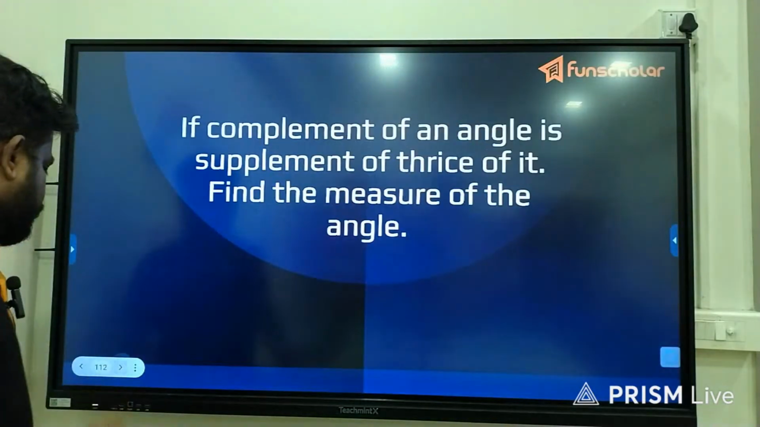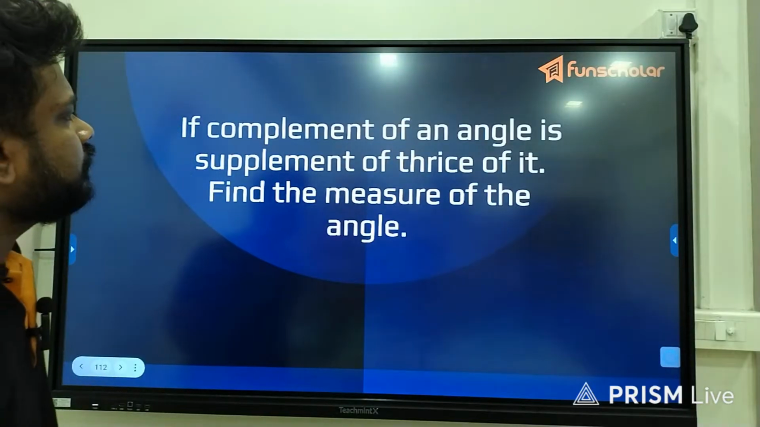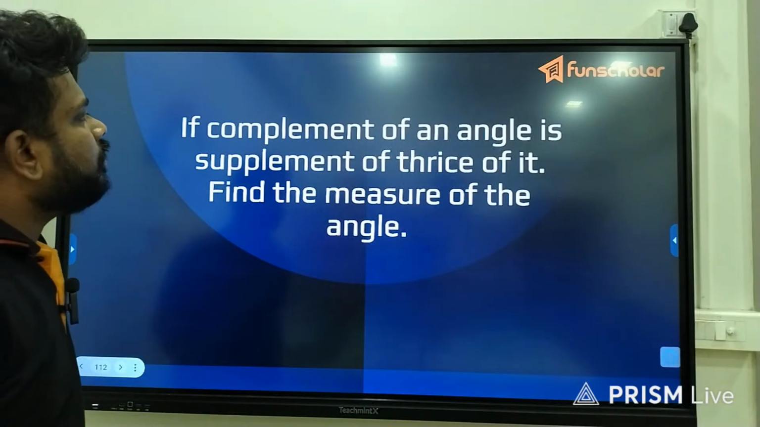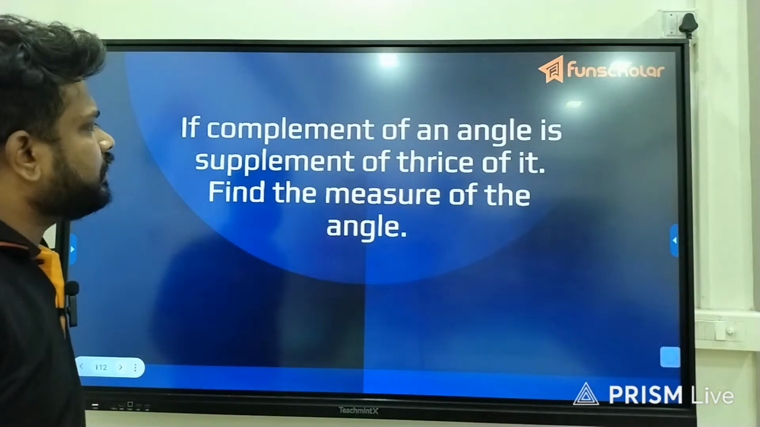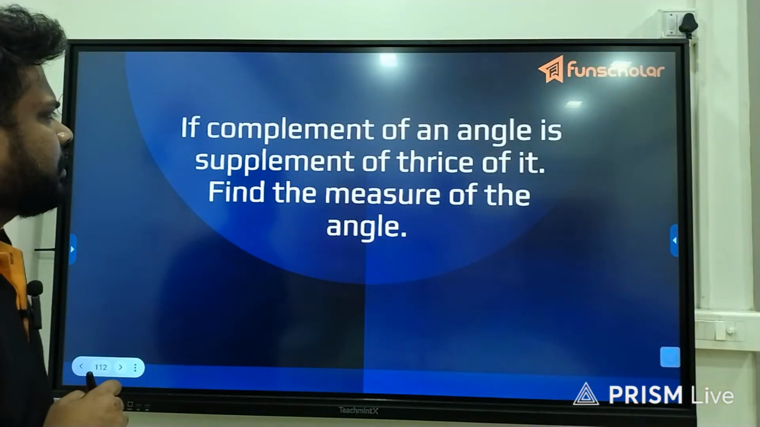Next, if the complement of an angle is the supplement of thrice of it, find the measure of the angle. So maybe it will be 60 and 30.